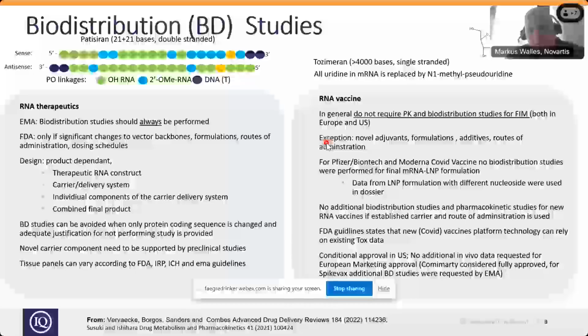For the registered products from Pfizer and Moderna, no biodistribution studies were performed for the final LNP formulation. They used surrogates before to characterize their molecules, which we will discuss in a second. Also, the FDA guideline states that this COVID vaccine platform technology can rely on existing tox data of other platform molecules, which is really great. And so far, we saw, I think one is approved, I'm not sure if there is still a conditional approval or if it's fully approved in Europe. But so far as we know, no additional in vivo data had to be submitted. So that means that this approach has been more or less accepted by these two health authorities.